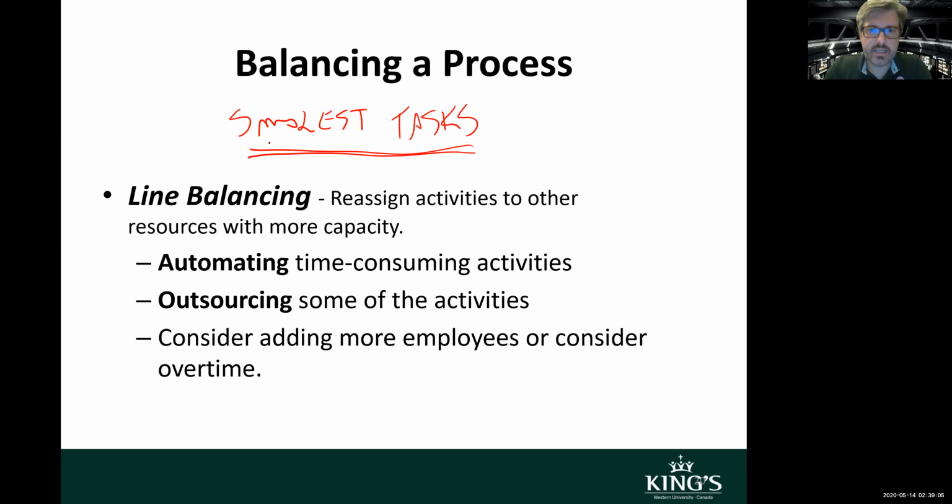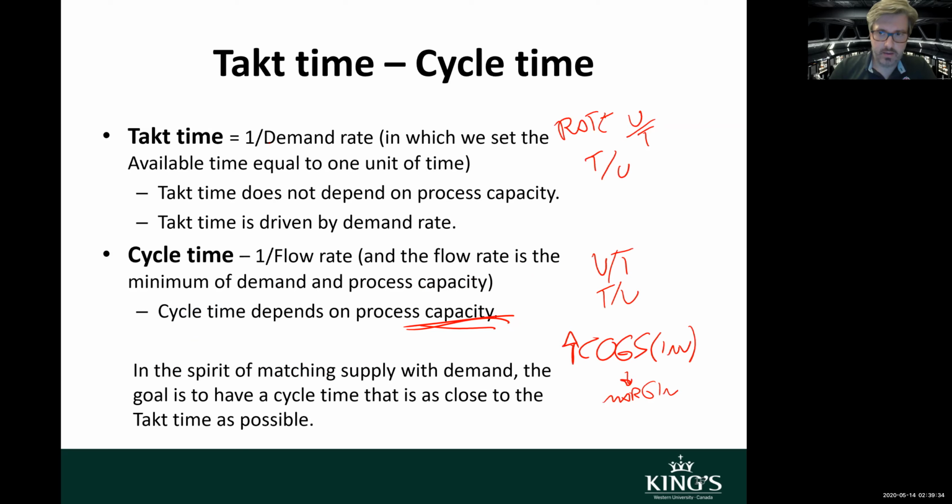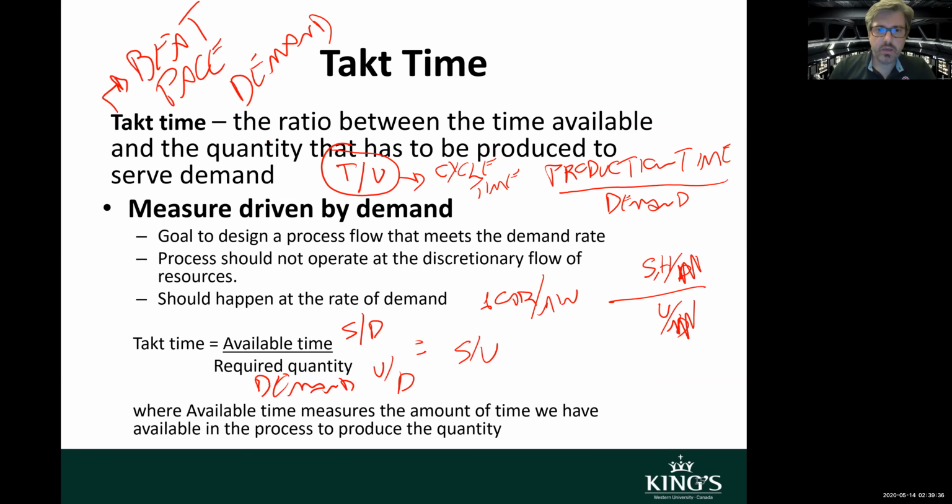That is the idea. So because you can divide into the smallest tasks possible, you can therefore spread out your process. And looking back into that equation that we saw before, in terms of target manpower, right? So the lots of task times, labor content will increase your target manpower, but on the other hand, the where did that go? Sorry.